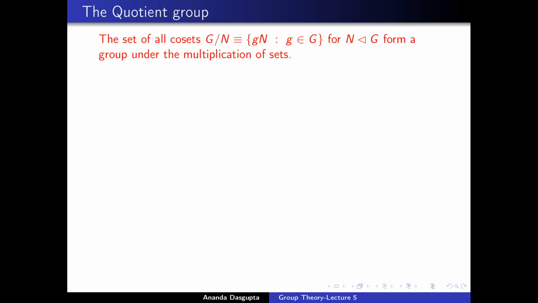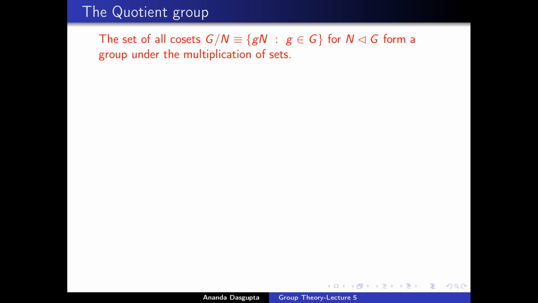So what we are claiming is the set of all cosets written G by n. So that's the notation. Quotient group, that's a name. So G by n is the notation for it, which is the set of all cosets small g n as small g runs over the entire capital G. Of course, when small g runs over the entire capital G, you do not get distinct cosets, you just get a number of cosets.